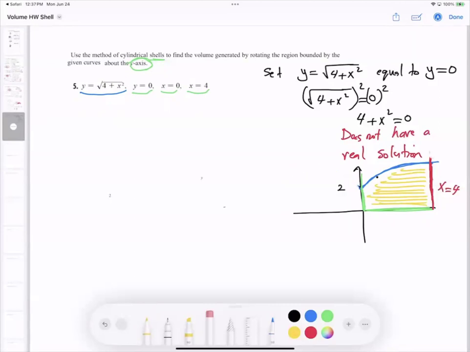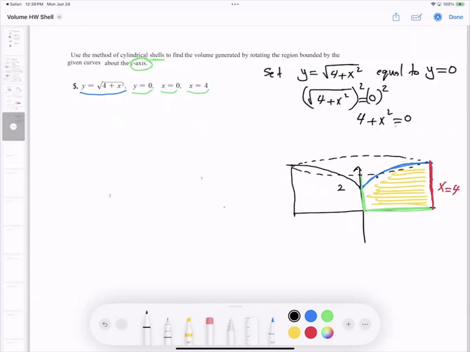Now I'm going to take this guy and start rotating this. So this is the object that I'm getting. Then I'm using some dotted line to give it a little bit of dimension. And let me erase this one. I just did the algebra to show you it never touches the x-axis. So if I rotate this about the y-axis, this is the 3D object that I'm getting. The question says to use the shell method.